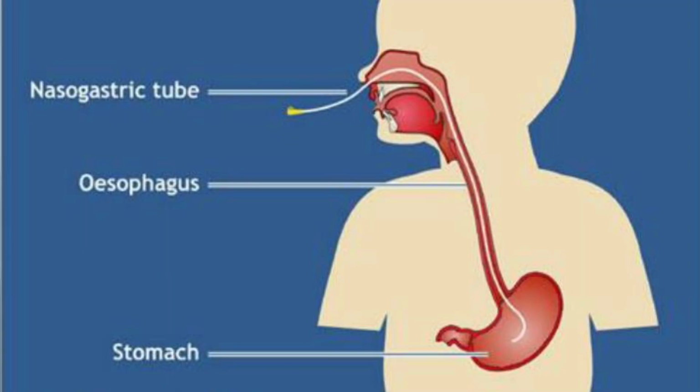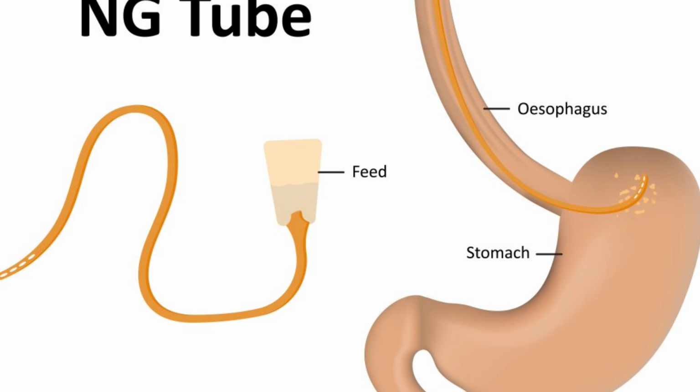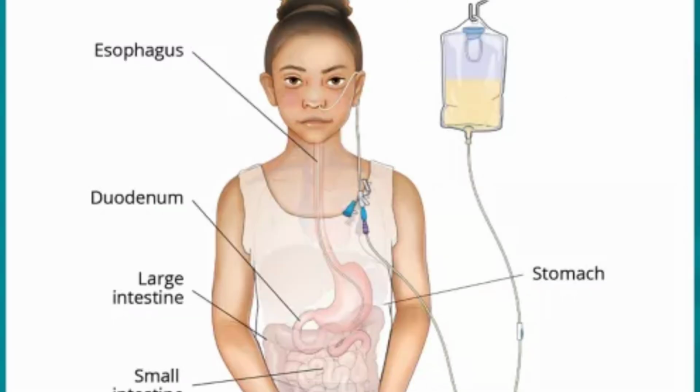Now start with the definition. Administration of the feed directly into the stomach through a tube. So the main concept is we are giving the feed directly into the stomach with the help of the tube. There are two types of tube: one is the nasogastric tube. Naso means nose, gastric means stomach. Through nose to stomach, we are inserting the tube. Second one is orogastric. Oro means mouth, gastric means stomach. Through mouth to stomach, we are inserting the tube. So these are the two ways to give the feed.